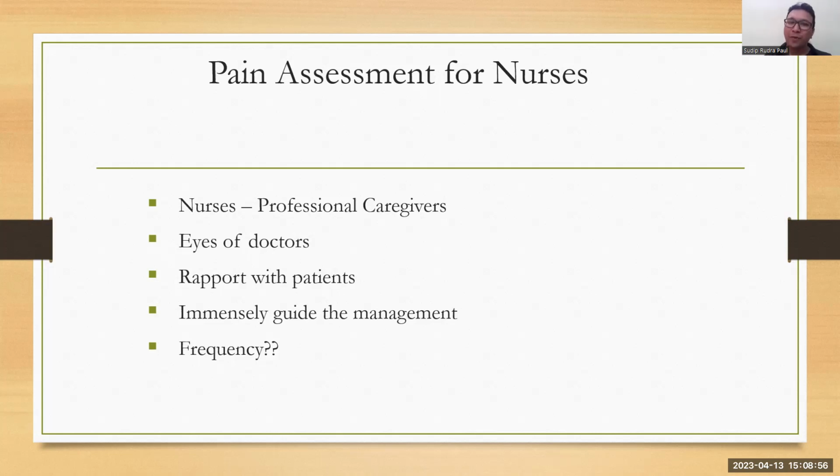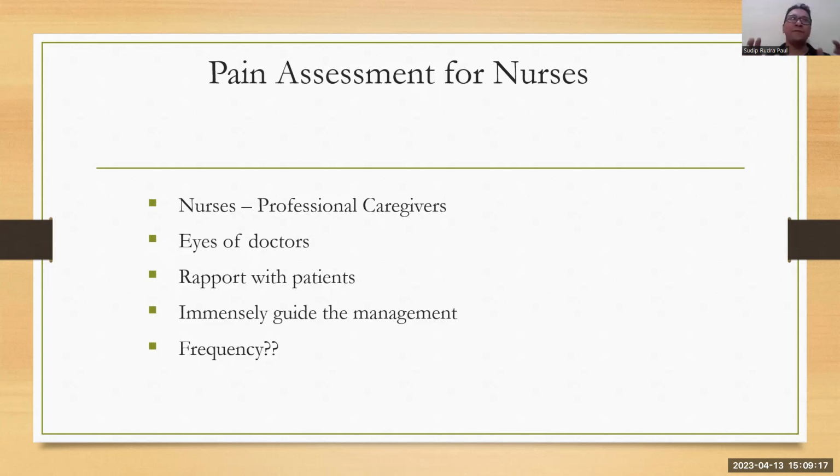Then, rapport with the patient has a very good impact. Whenever you are very close to a person, whenever you build a rapport with your patient, then whatever direction you give to your patient, they will believe you. They will maintain it properly. So the outcome will be good.